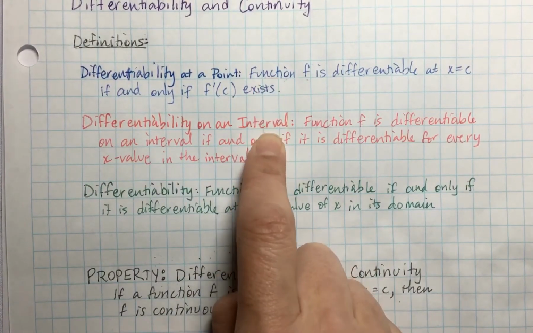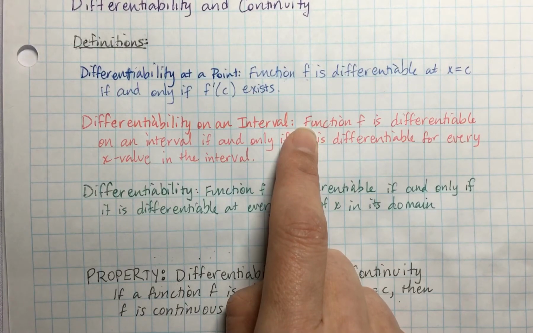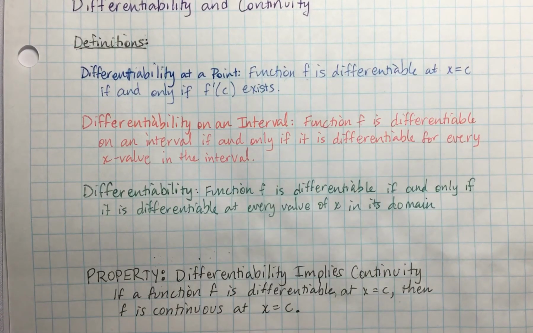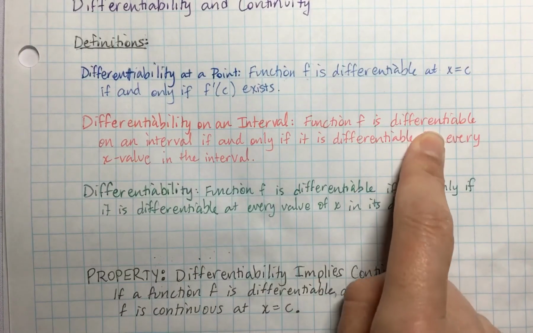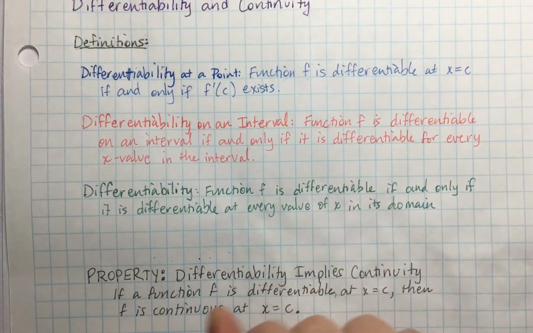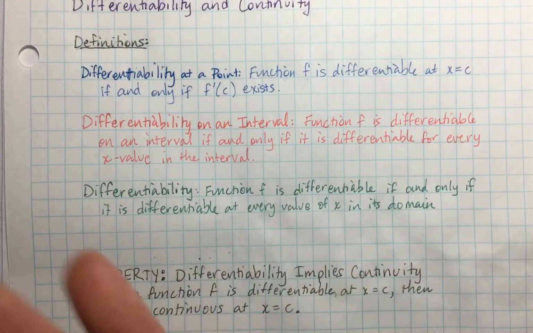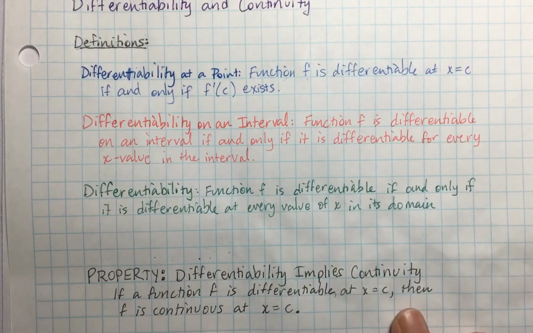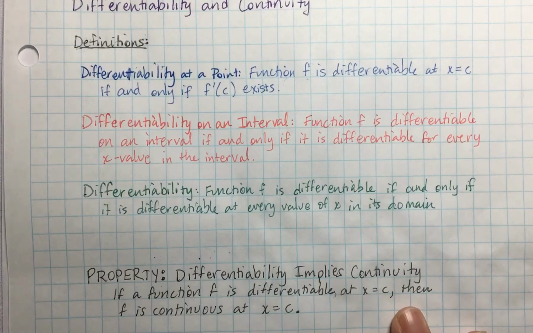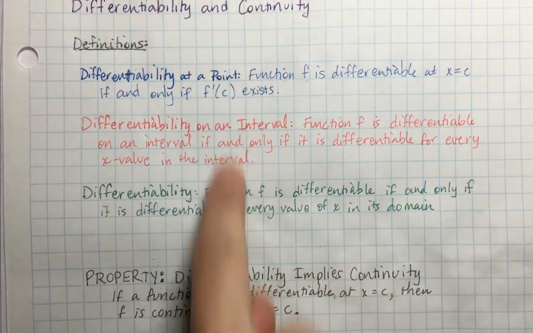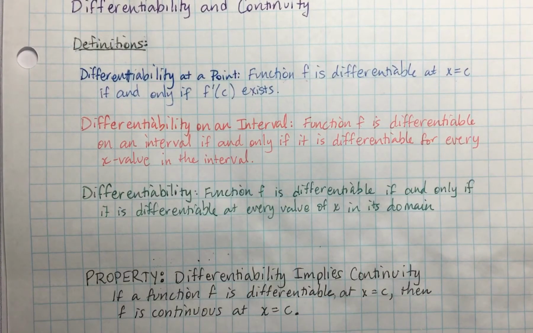So instead of on a point, we're on an interval. Well, this isn't exactly rocket science. It's differentiable on an interval if and only if it's differentiable for every x value in the interval. Well, okay, that makes sense. Differentiability for the interval if you have slopes everywhere. And then the differentiability definition is function f is differentiable if and only if it is differentiable at every value of x in its domain. So that's saying just for the entire function, not just an interval, not just a point. So we're going from small to big here. But it's just talking about differentiability.